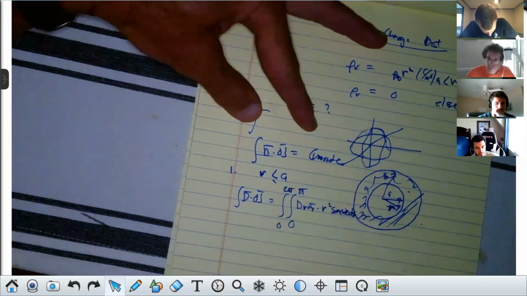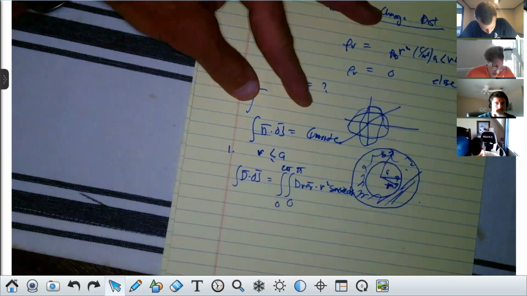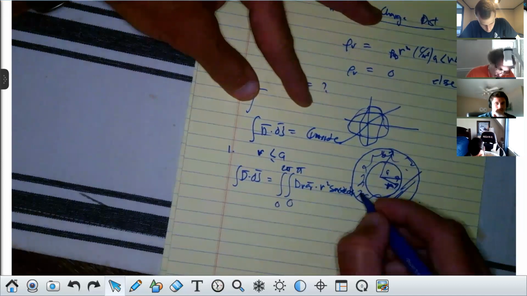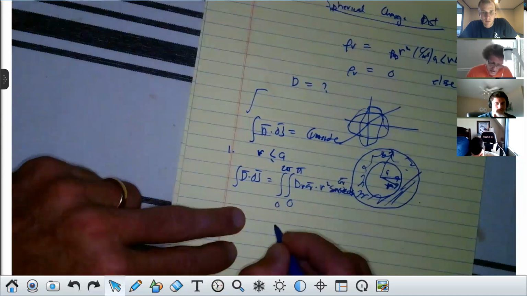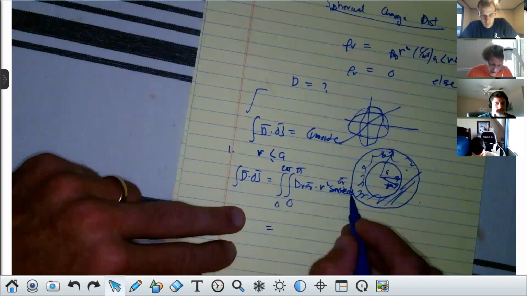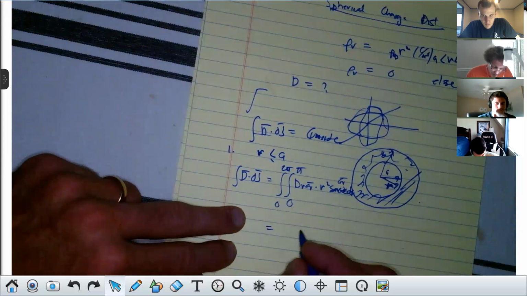Remember me doing this one before? Yes, sir. All right, now, and it would be in the a_r direction. I didn't show you that. So a_r dot a_r would be 1. Now, when we integrate d phi, we get phi from 0 to 2 pi is 2 pi.